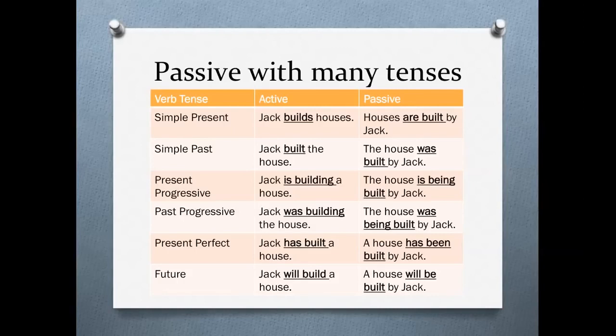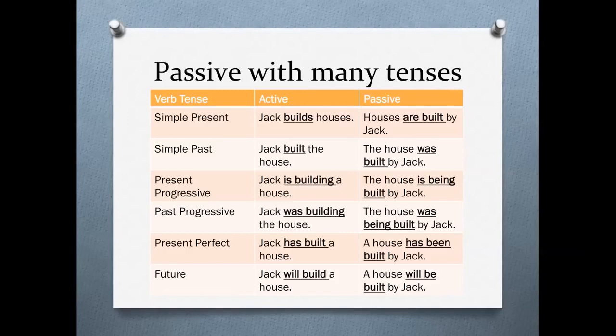Let's look at some examples of passive with different tenses. In the simple present, the active sentence is Jack builds houses. The passive sentence is houses are built by Jack. So we take the subject and the object and we change them. Then we take the verb and we change it. So how do we change the verb? A form of the verb be, are, plus the past participle, built. And we add a by phrase. So we write by Jack.